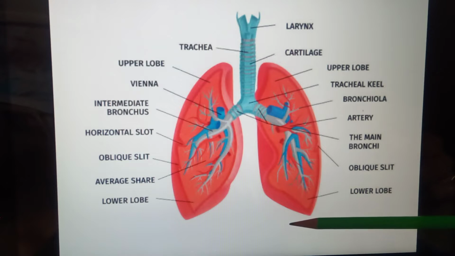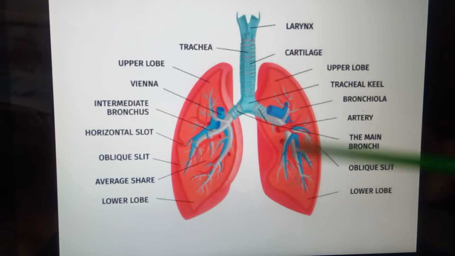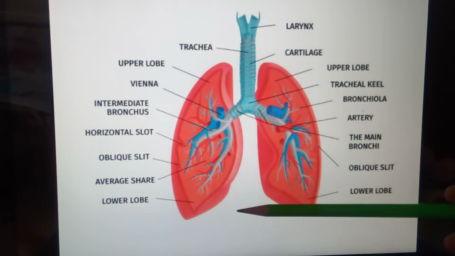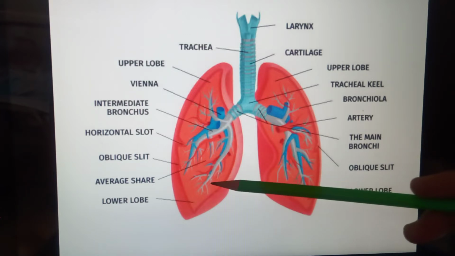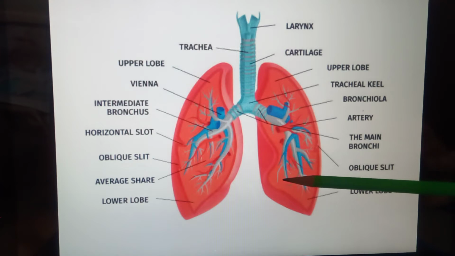Within the thoracic cavity, on either side of the heart, enclosed by the ribs, the lungs are present. What is the shape? Roughly a cone shape, you can say. Weight is just 1.3 kg. The left lung is about 450 grams and the right lung is about 400 grams.